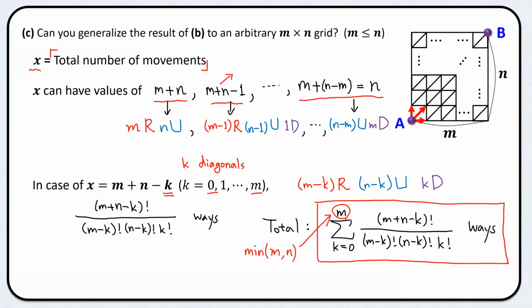Here, the m in the upper end of sigma is actually the minimum value between m and n if you want things to be even more general. This is as far as we can get in terms of a simplified expression.